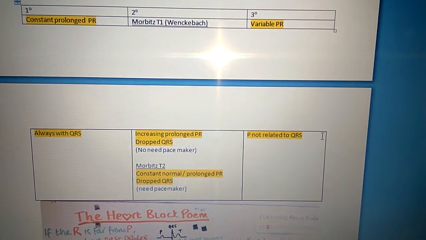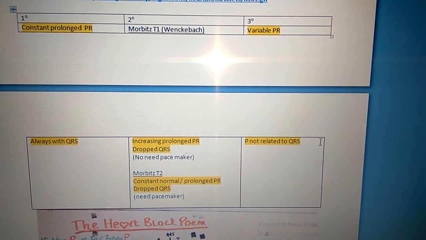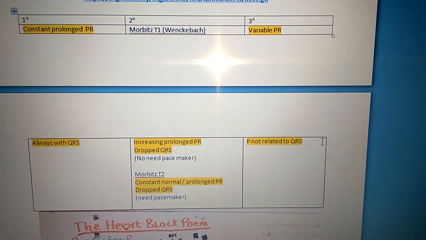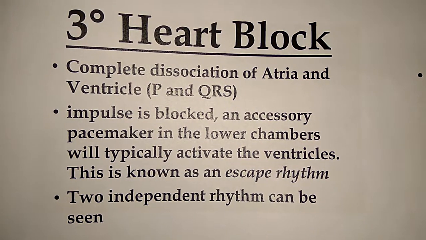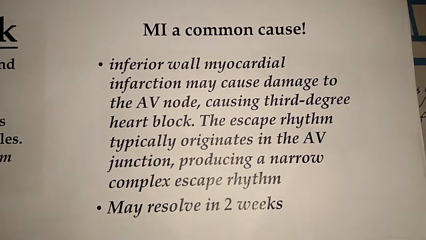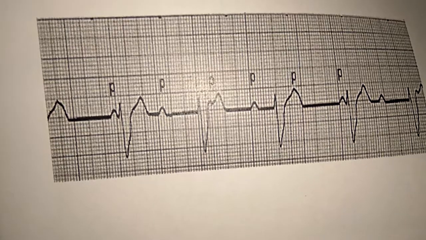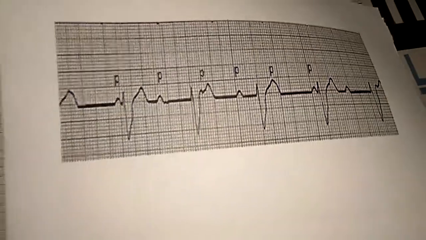For third degree heart block, the PR interval is variable and P is not related to the QRS complex. This is an example of third degree heart block.